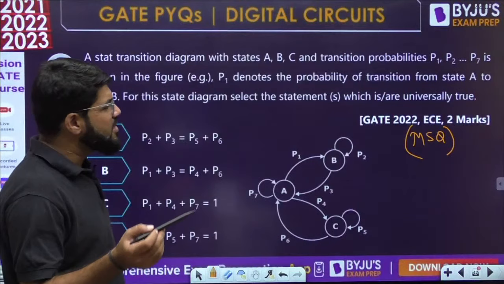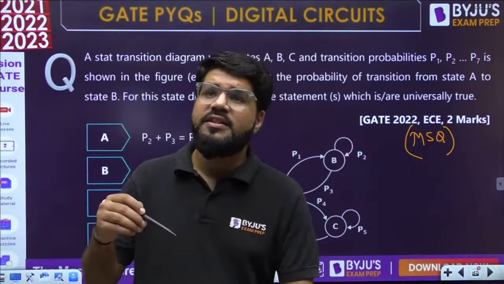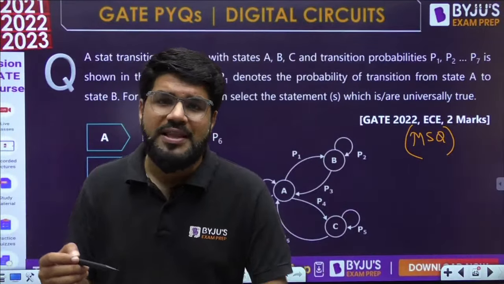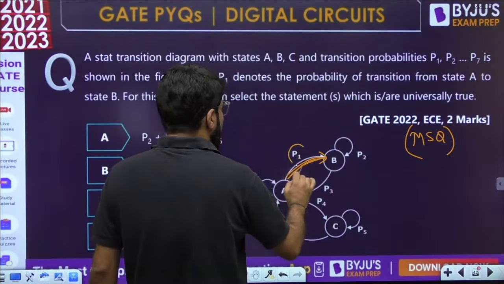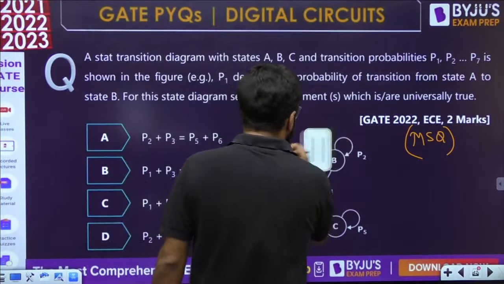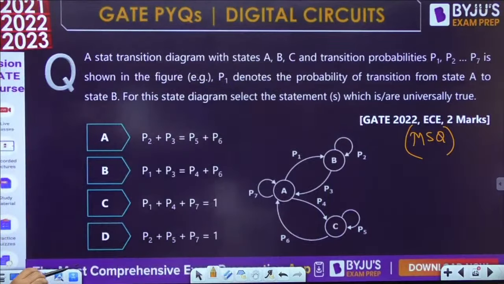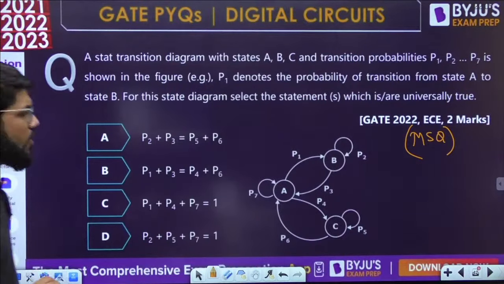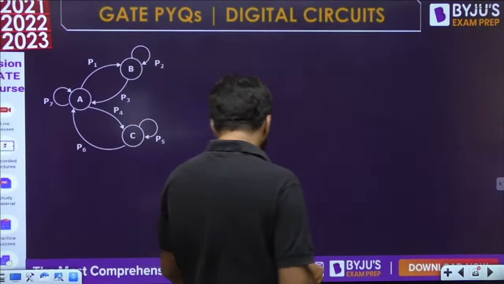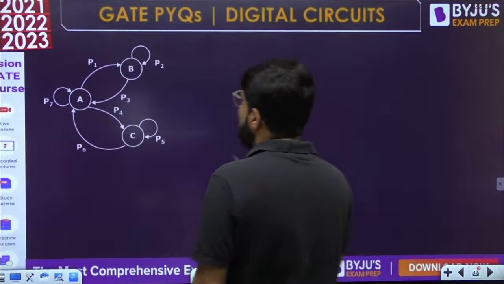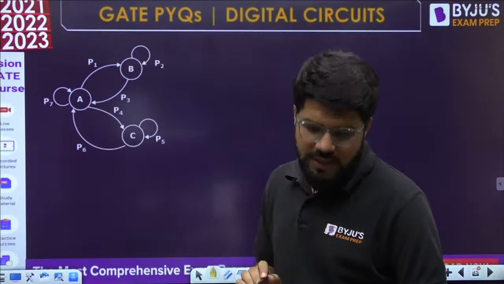There is a transition between states, but the transition between the states is given by a probability. That means there can be a transition from A to B, but that is not sure. It can happen with some probability P1. For the state diagram, select the statement which is or are universally true. What can be universally true, that is what we need to understand here.